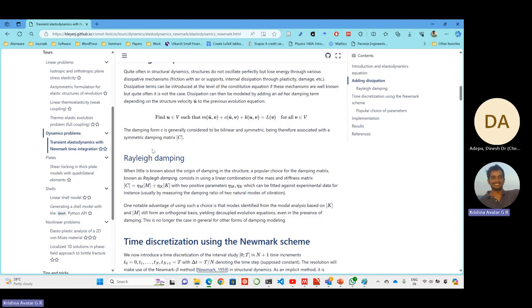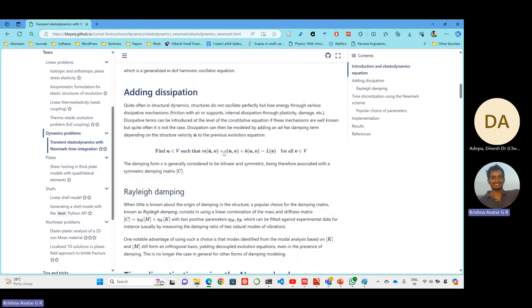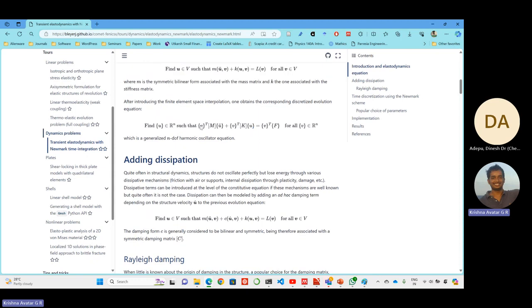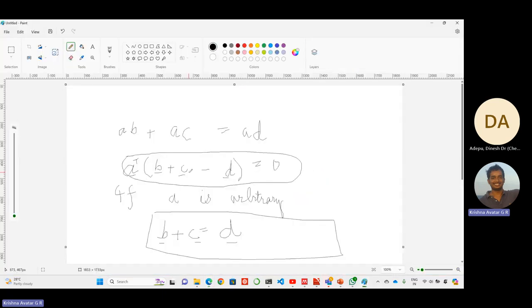So in general, what you will see in structures is that we tend to have the C matrix, which is the damping matrix, as a linear combination of the mass matrix and K. So this C can be expressed as alpha M, where alpha is a scalar, times the M matrix, plus beta, a scalar, times K. That is known as Rayleigh damping, and this is very common in structural mechanics.